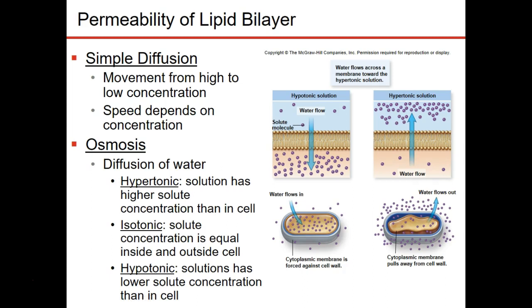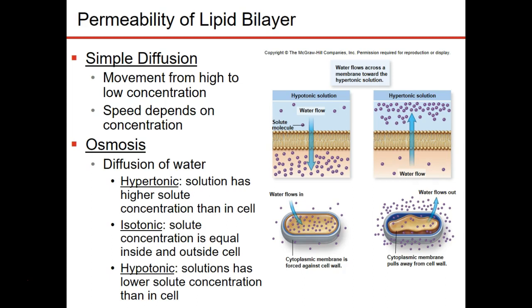Simple diffusion then is the movement of molecules from higher concentration to lower concentration down a concentration gradient. And molecules that are small or nonpolar are going to move across the plasma membrane via simple diffusion. The diffusion of water across the plasma membrane is called osmosis. There are three types of osmotic solutions.